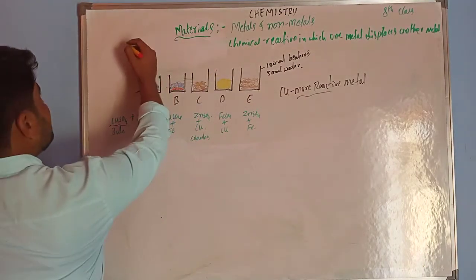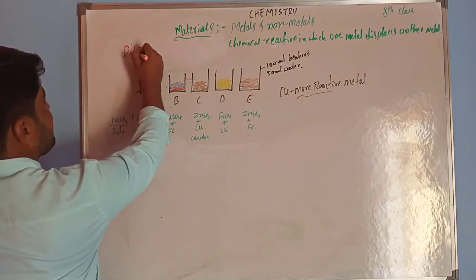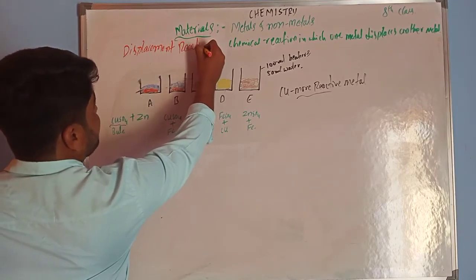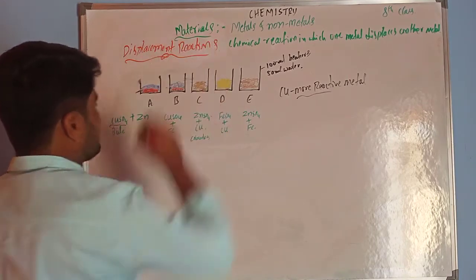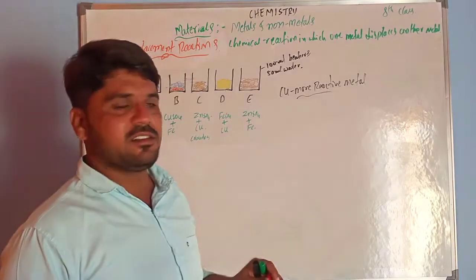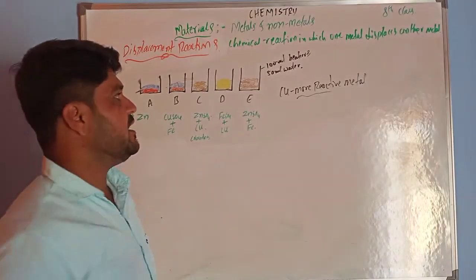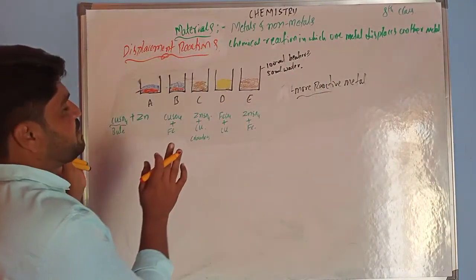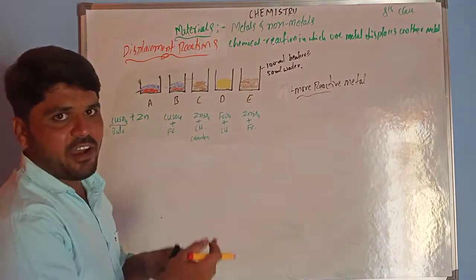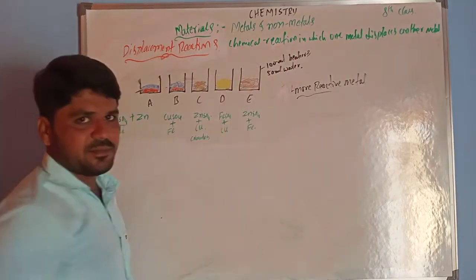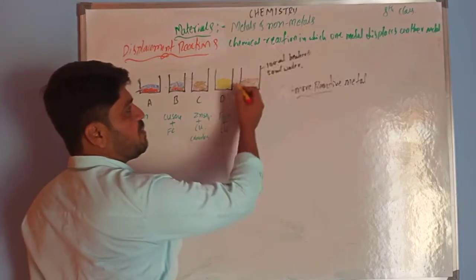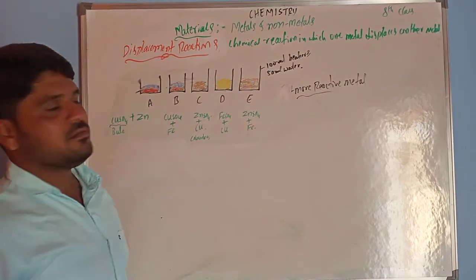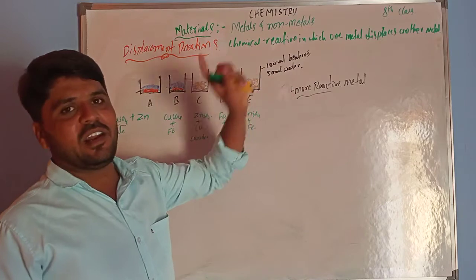What is a displacement reaction? For displacement reactions, we need an experiment. For this experiment we need 5 beakers, 100 ml beakers. Each beaker contains 50 ml of water.